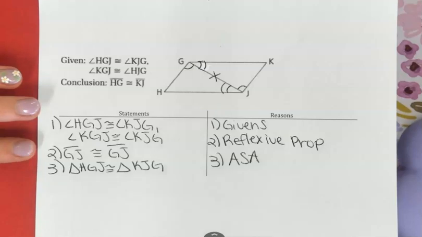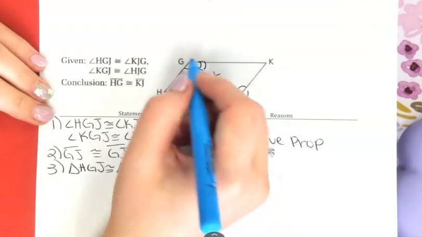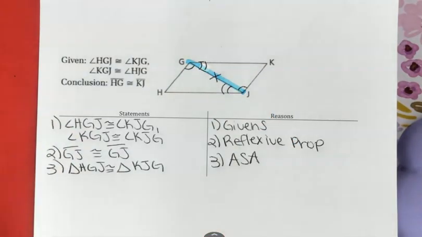So what does that mean? All of my corresponding parts are going to be congruent. So obviously they're sharing that side in the middle.